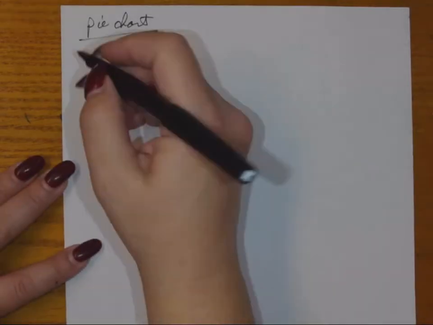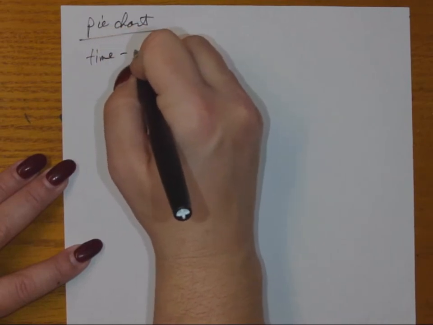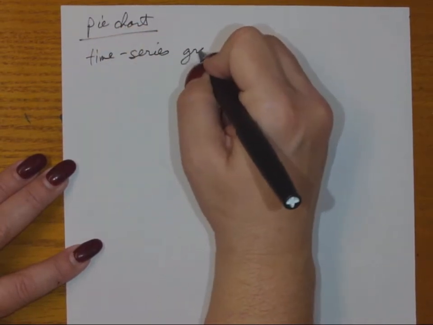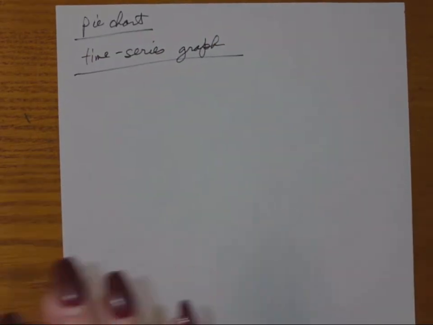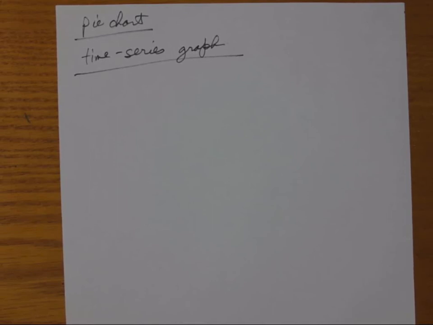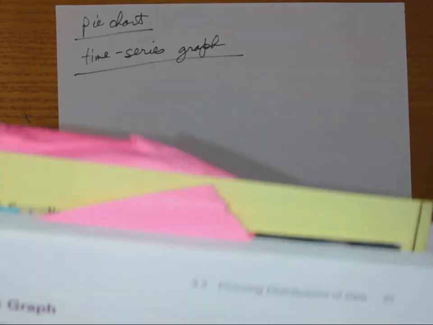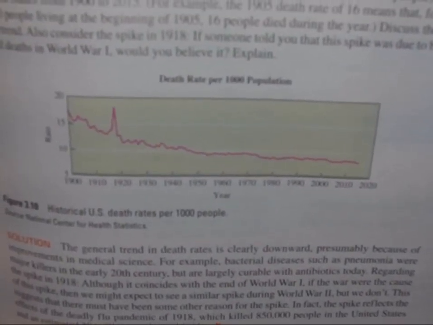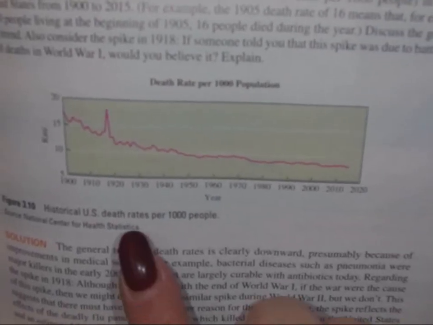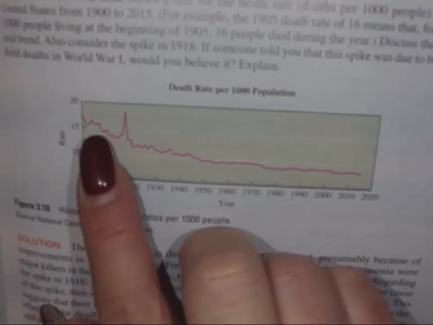There are a couple of other weird ones, like the time series graph. I'll show you an example of that. It's pretty obvious what that one is. The time series graph. Here's an example of one of those. Okay, death rate per 1,000 people population, and this is in the U.S. Historical U.S. death rates per 1,000 people.